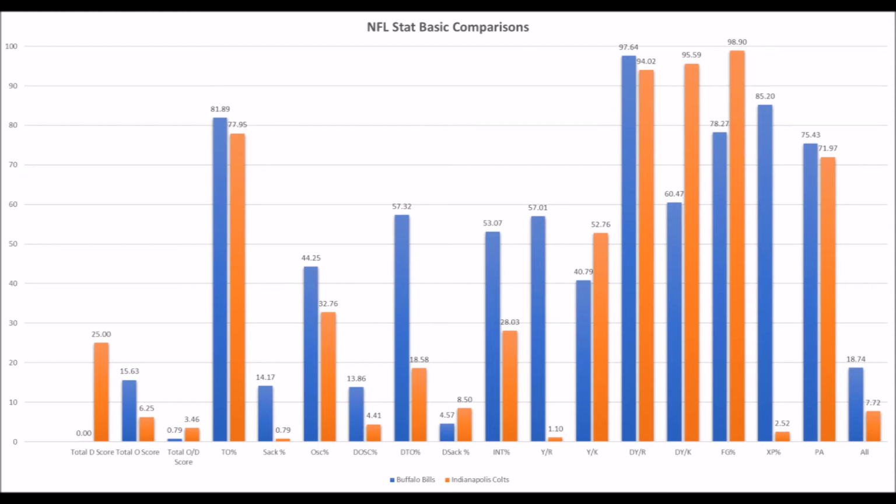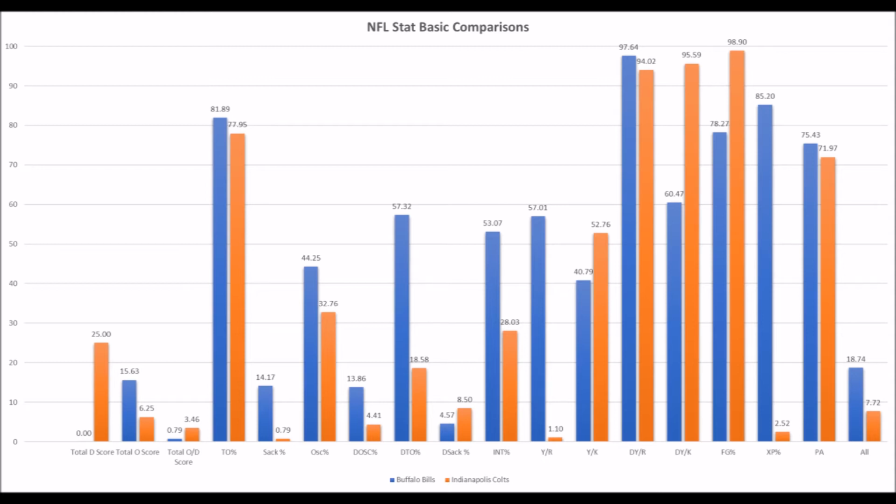Then when you get to special teams data, so looking at punt return yardage, for example, the Bills are favored there. Kick return yardage, the Colts are favored. Defensive punt return yardage, the Bills are favored. Defensive kick return yardage, the Colts are favored. Regular old field goal percentage favors the Colts as well. Extra point percentage favors the Bills. And, of course, punting average favors the Bills as well.